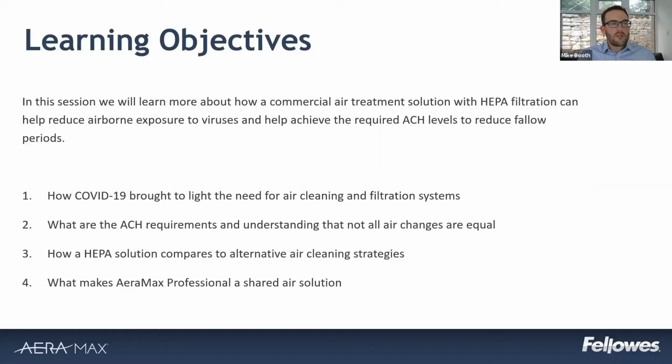So in terms of what we're going to try to get through today, really there's four main zones, and it's all around understanding how a commercial air treatment solution using HEPA filtration can really help reduce airborne contamination, but can specifically help increase our ACH levels in relation to the fallow period changes that were announced last week. So ultimately, we're going to take a quick look and a quick recap of how COVID-19 has really put a magnifying glass over the need for improved indoor air quality, really dive into the topic of air changes per hour, ACH, the requirements, and also understanding that not all air changes are equal. And that's a topic that we are going to dive into in a bit more detail.